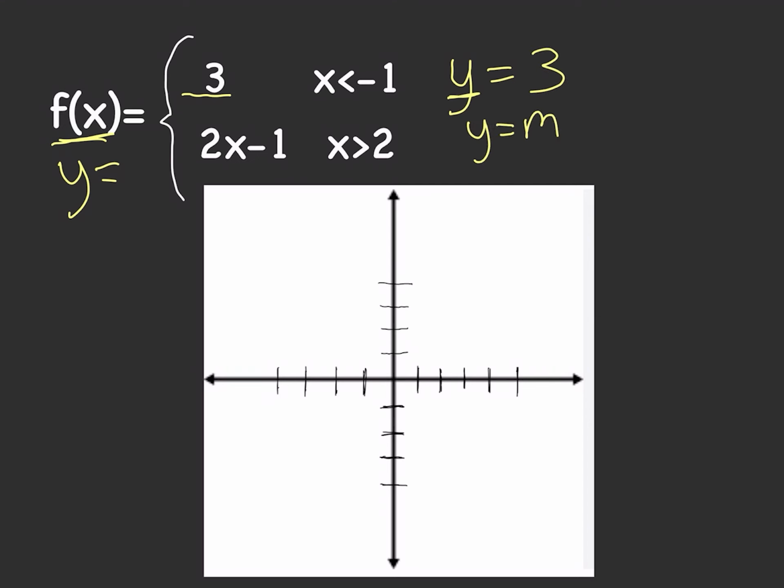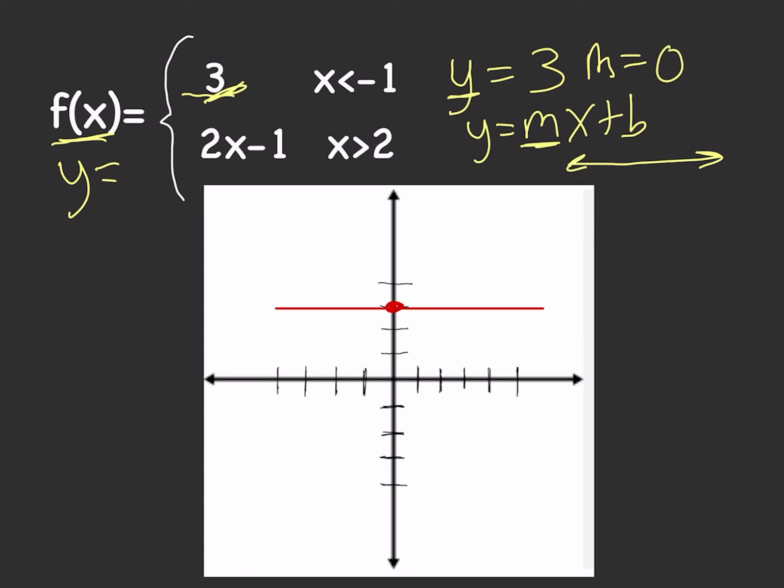Now, when it says y equals 3, think of it as y equals mx plus b form. Remember that if there's no x there, m is 0. The slope is 0. So when we have a slope of 0, that means we have a horizontal line. So y equals 3 is a horizontal line, and it's going to intersect the y-axis at that 3. So I'll put that right there on my graph. I put the dot, and then I'm going to draw that red line, the horizontal line, in.